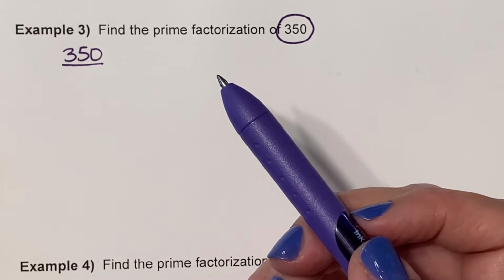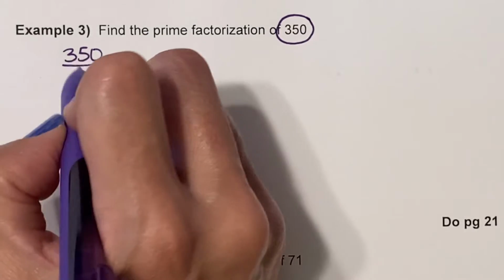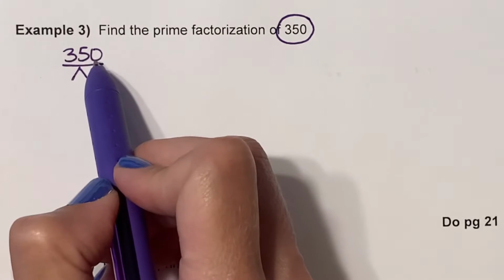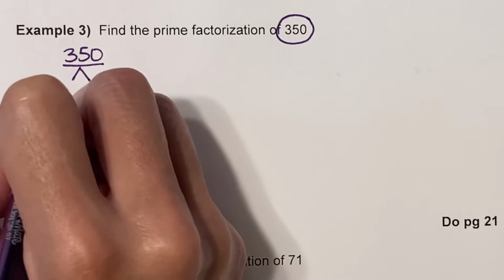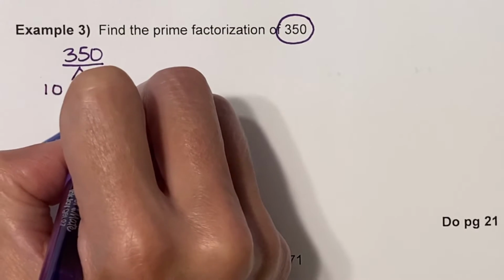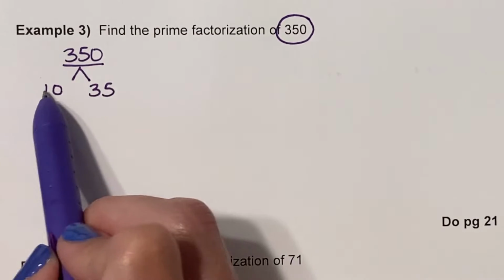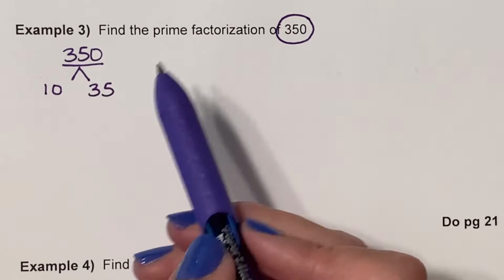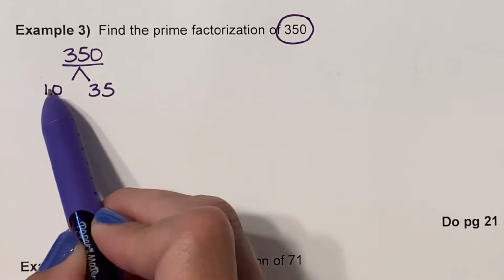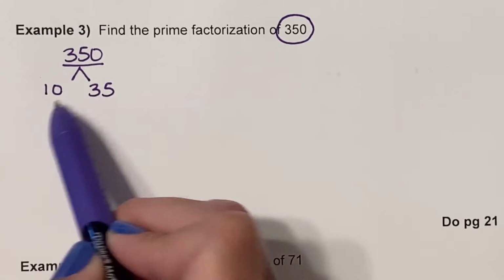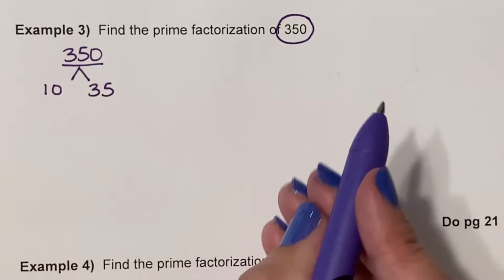You might do it this way. I think I'm going to divide it by 10 because of that 0. So I'm going to break it up into 10 and 35. Let's see, 10 times 35 is 350. Great, that's easy. 10 and 35 are not prime, so I have to keep breaking both of these branches down.